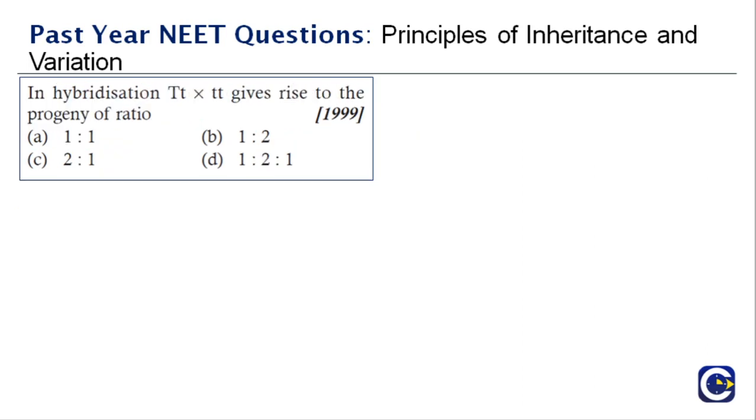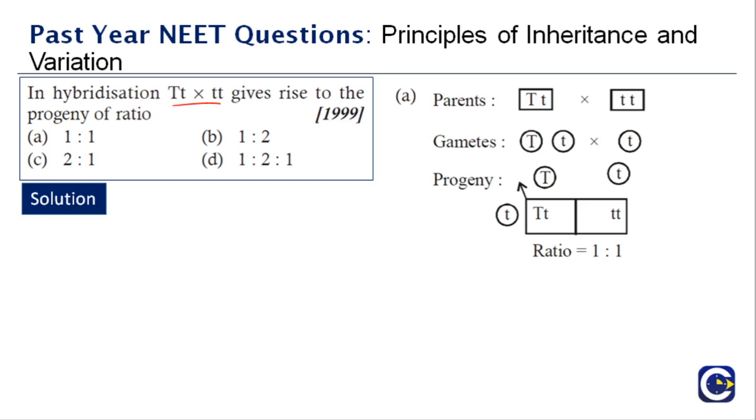In hybridization, this gives rise to the progeny of ratio what? And again, what is the easiest way to do such kind of question is to write it down. So these are the parents, these are the gametes, and this is the ratio. So the ratio is 1:1. 1 of heterozygote, 1 of recessive. So the ratio is 1:1, and the correct answer is A. Always write it down and you will get the right answer.